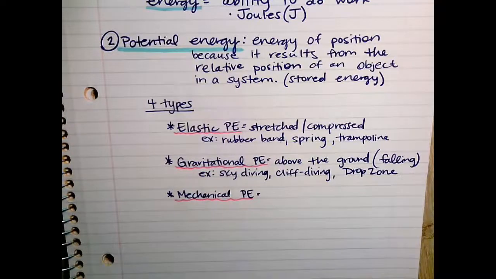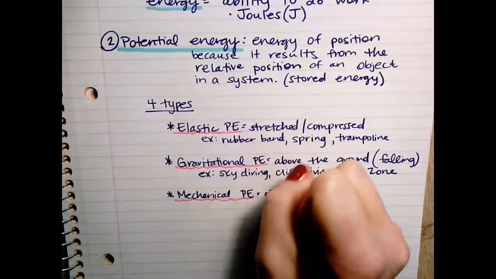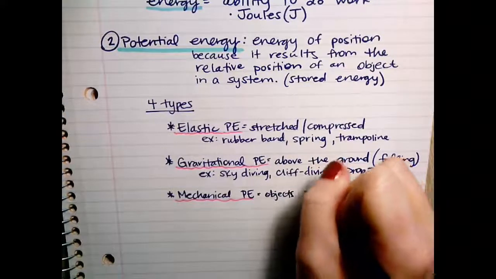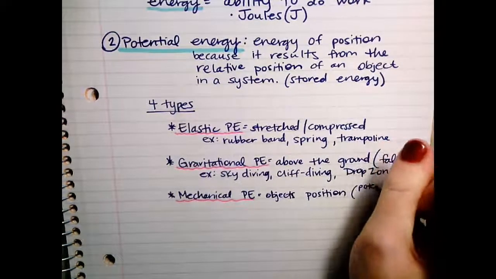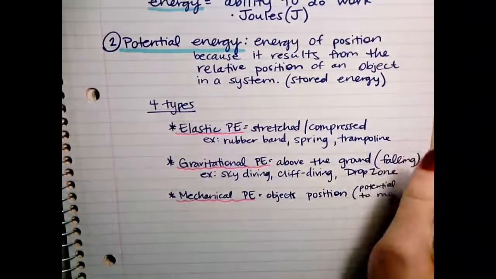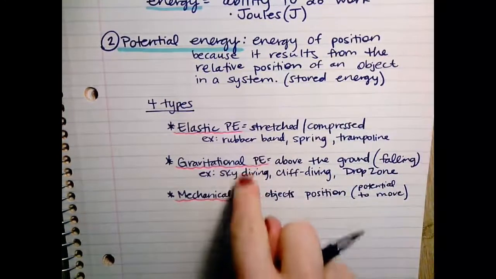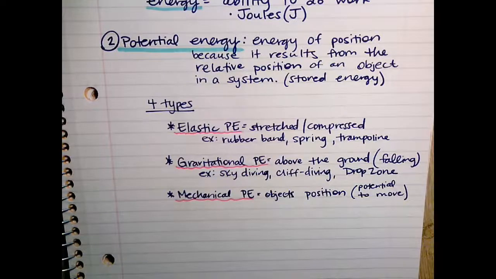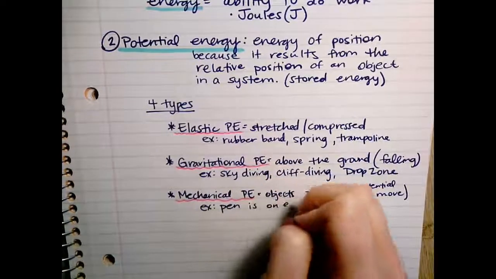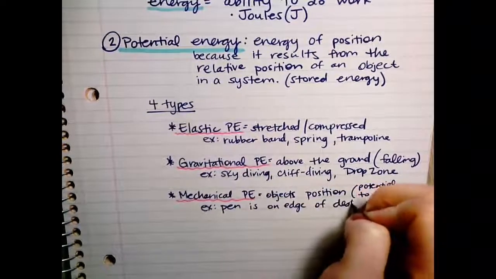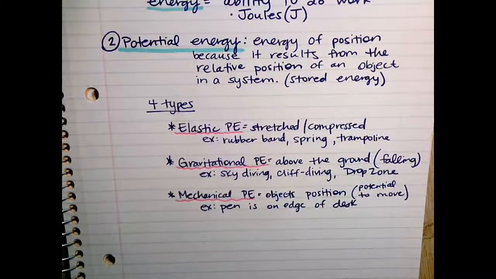Okay, mechanical potential energy is based on the object's position. So this is kind of confusing. So object's position, meaning that it usually has the potential to move. These two are kind of similar. But let's say your pen is on the edge of your desk. Not moving, just sitting there. If it has the potential to fall to the ground, it's mechanical when it's sitting on the ledge of your desk.